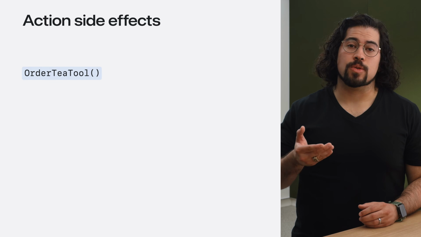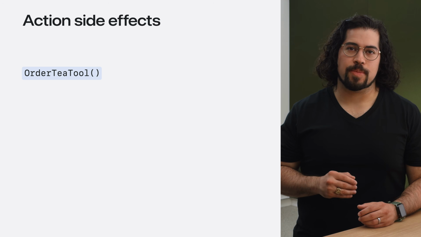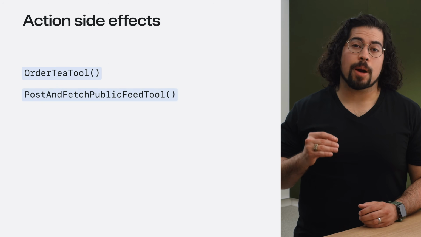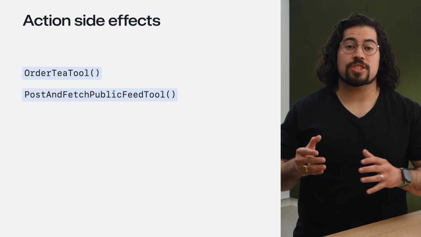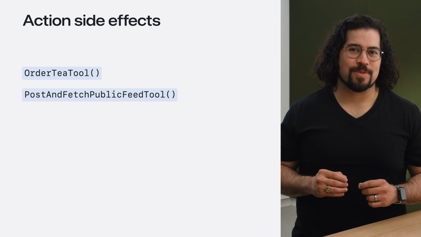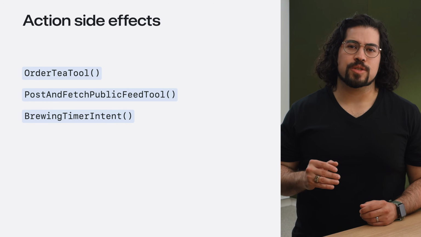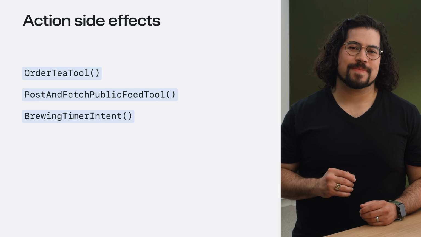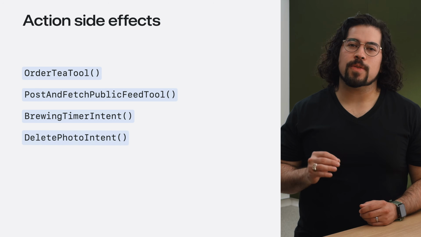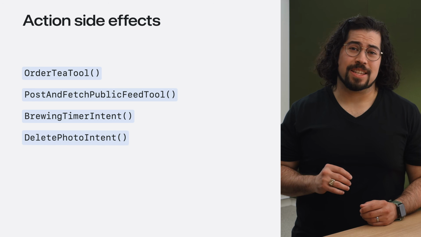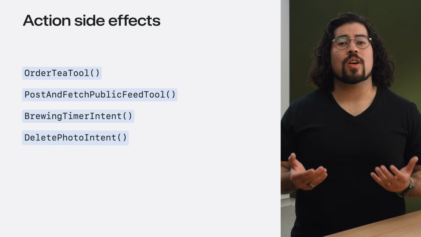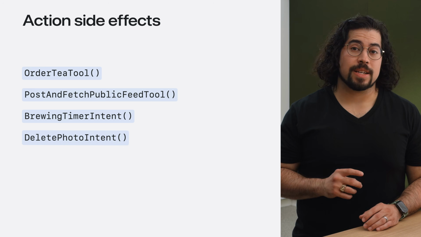After identifying the sources of untrusted context, we want to examine the actions available to the agent and what side effects they may have. First, we have the order tea tool, which is an essential action for getting tea for your tea party. The post and fetch public feed tool will post on the user's feed with a message generated by the model, helpful for getting the word out to friends. The brewing timer intent will help you during your tea party to ensure your tea is brewed for the right amount of time. Finally, delete photo will remove a photo from the user's feed, in case the tea leaves didn't look just right. As we consider all these actions, we need to identify what side effects each action may have.